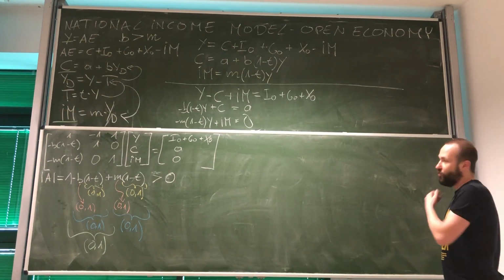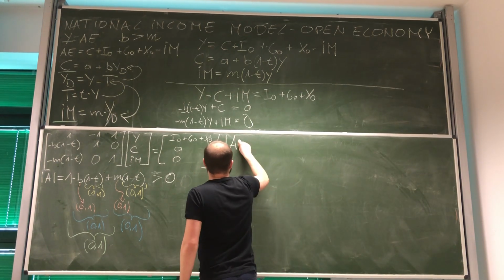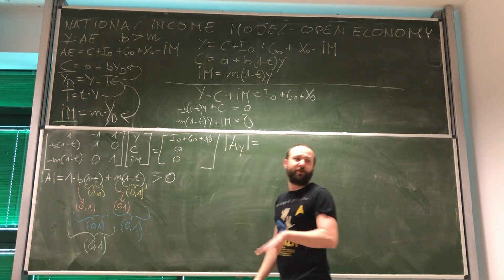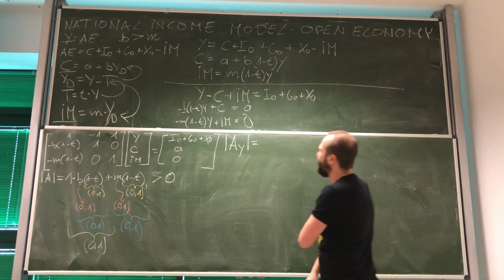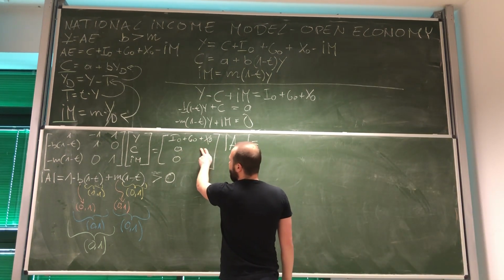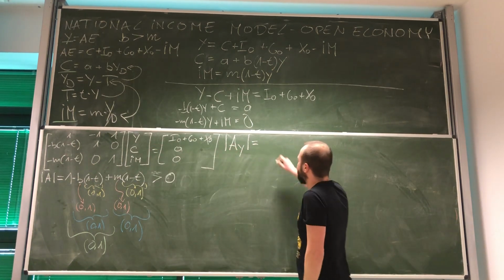Okay, so what do we do next? Of course, we need to find income. Today, just as in the previous video, this is the only thing that interests us. So we take a vector of exogenous terms and we replace the first column, right?